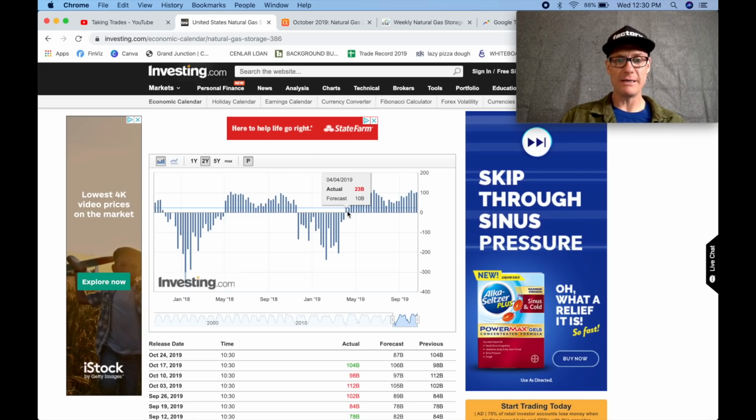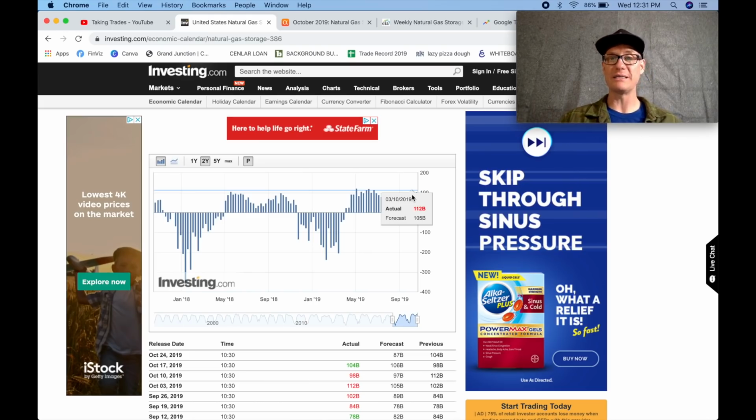But looking right now, you can see all these up bars. This is what I was talking about in yesterday's video about bazillions and bazillions of weeks in a row of storage just being greater than forecasted. So let's look at March 10th, 2019, actual 112, forecasted 105. Because there was an expectation set, and because this is how our markets work, there are expectations established. When they aren't met, no matter what they are, you usually get a dramatic response in one direction or the other.